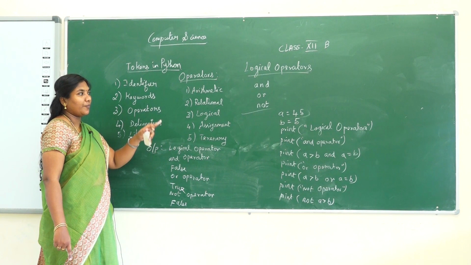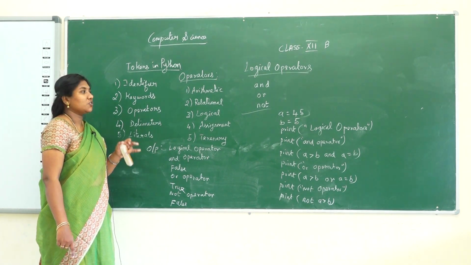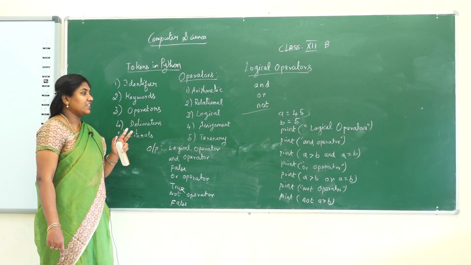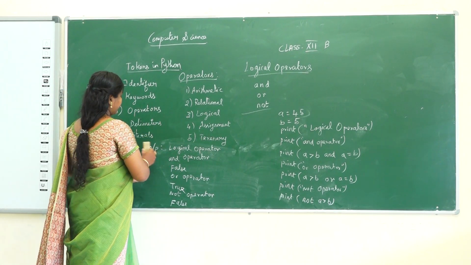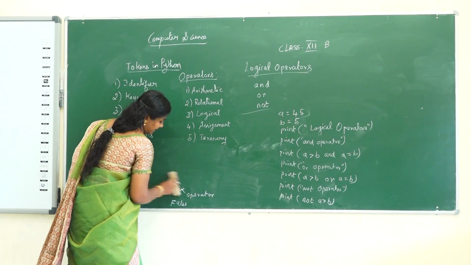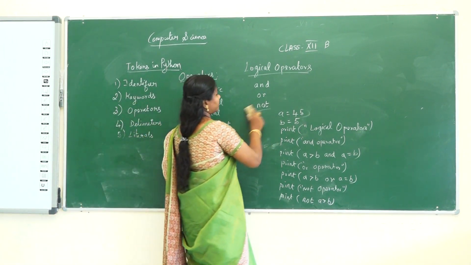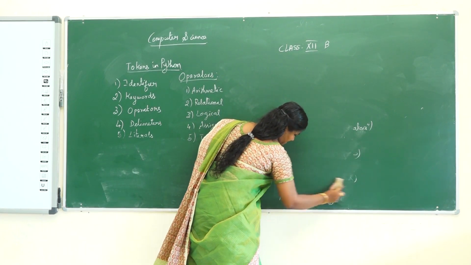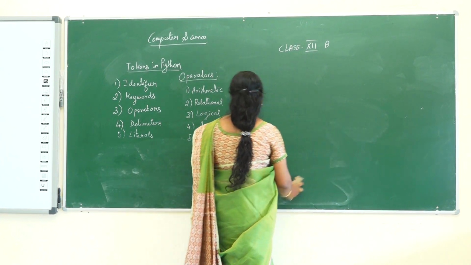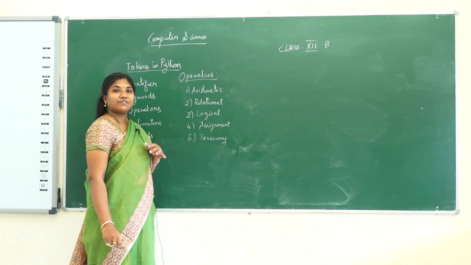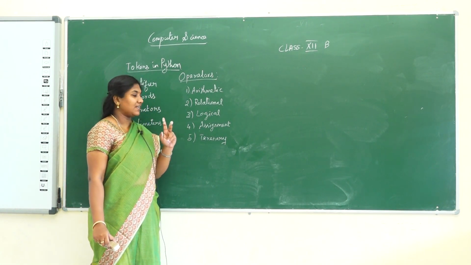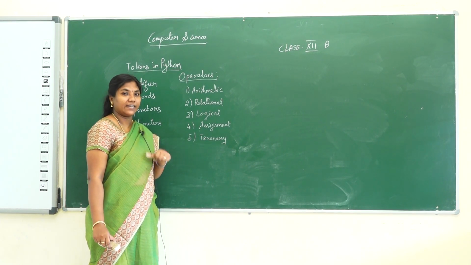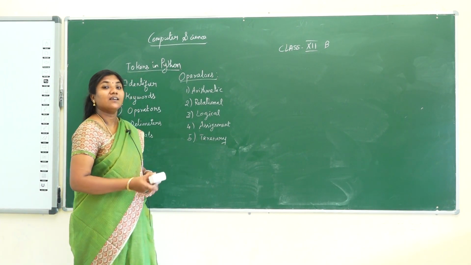So these are the three operators in logical operators. We have seen arithmetic operators, relational operators and logical operators. The other two we have are the assignment operator and the ternary operator. So now I am going to see the assignment operator.